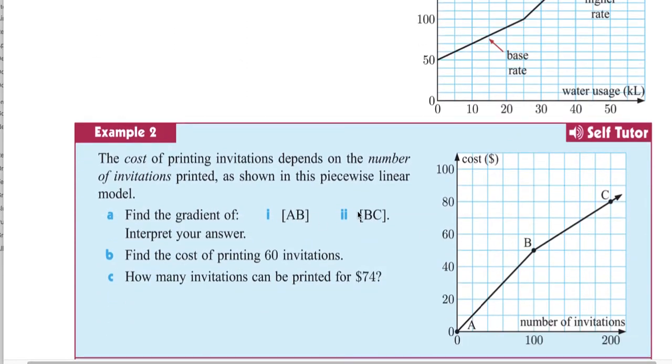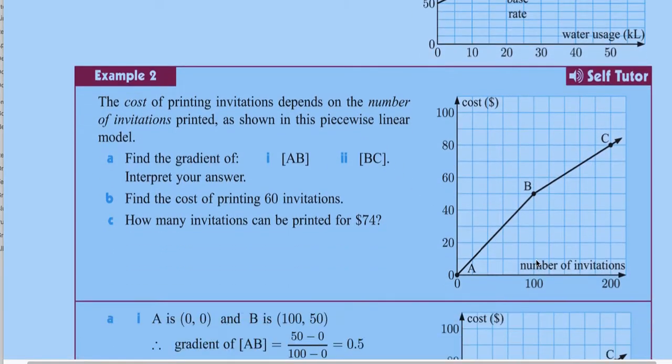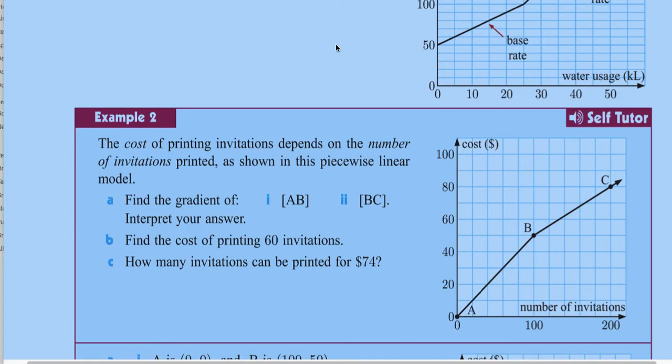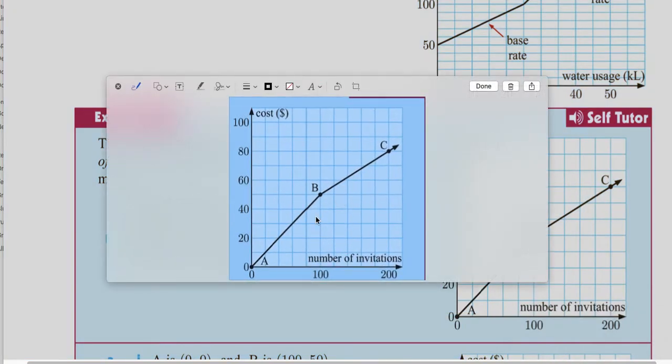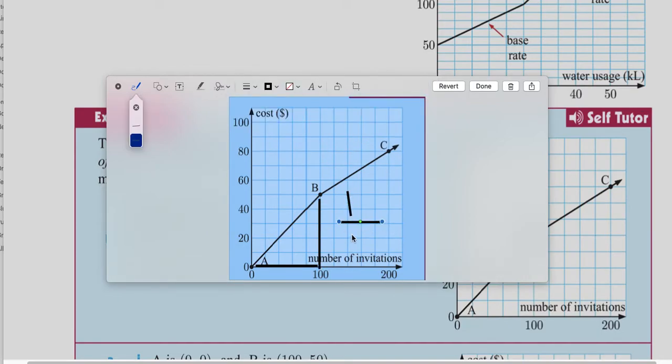Find the gradient of AB, BC. Find the cost of 60. How many cards can be printed for 74? AB and BC. This is work we've done before. All you need to do is find the gradient of each of them. Let's have a look at that. So the gradient of AB is going to be the difference in y divided by x. The difference in y is 50 for this triangle, divided by 100. So our gradient is going to be 50 divided by 100, which is 0.5 or 1/2.